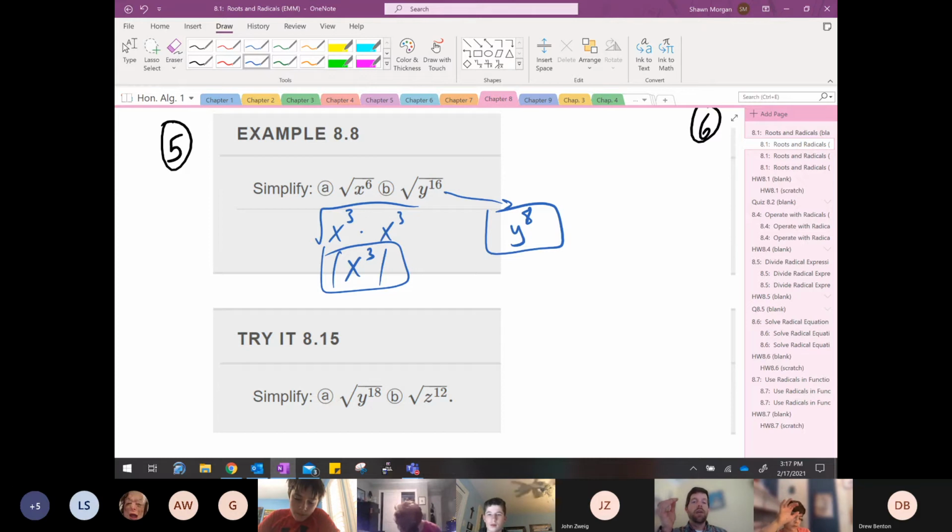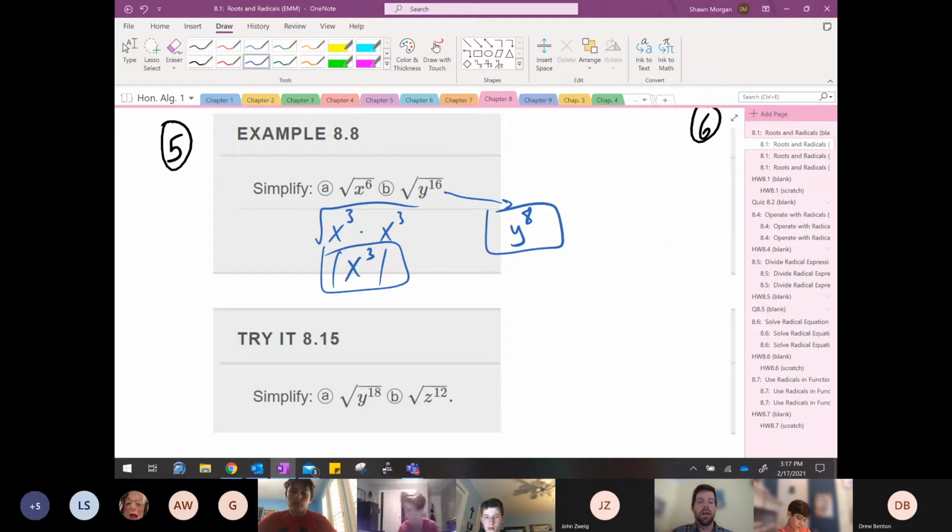Y to the 8th is non-negative just by having an even exponent, right? We've all learned that before. Anything raised to an even power is non-negative. So the 8 right there already takes care of the fact that I need it to be non-negative. I don't have to include absolute value signs.